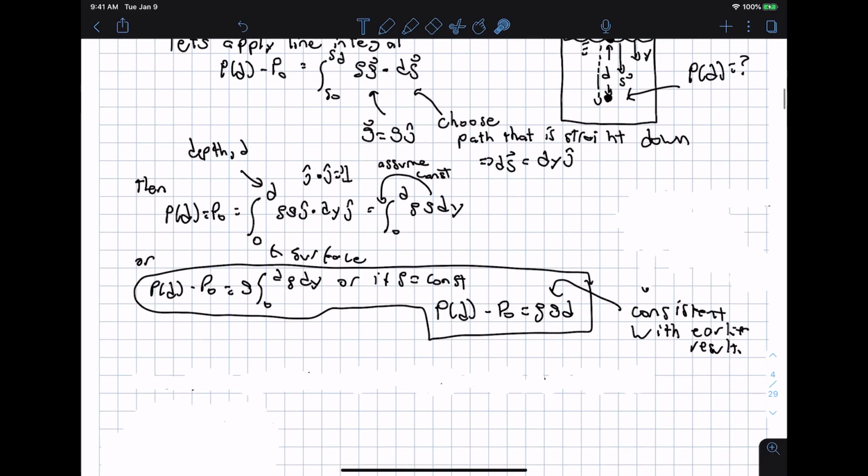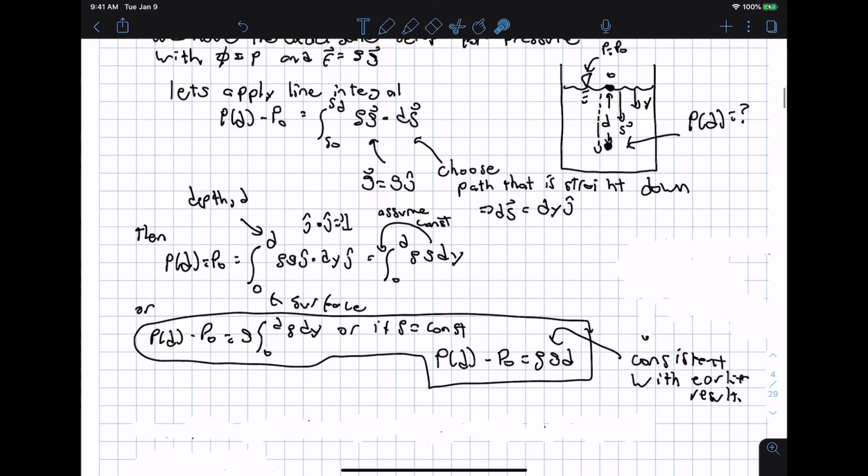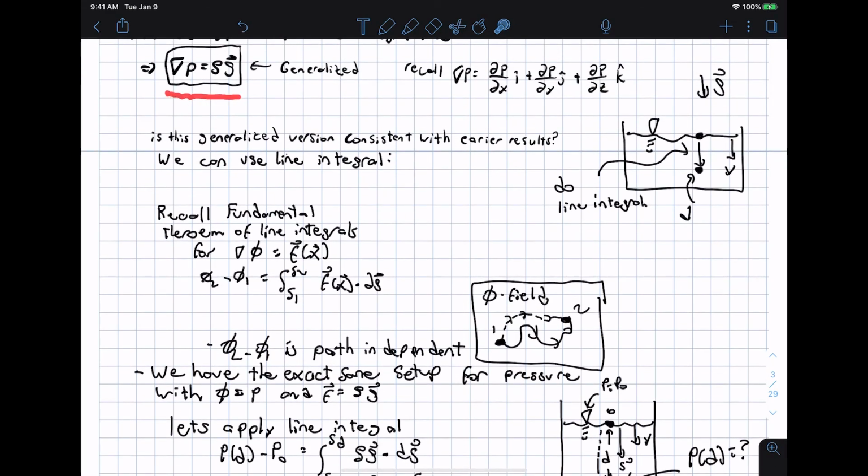And so now we looked at the pressure variation with depth. Now we can use the line integral in this generalized expression to ask the question, so we've only considered the vertical direction.